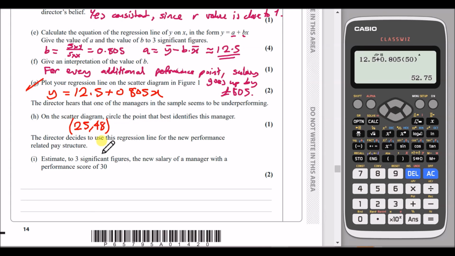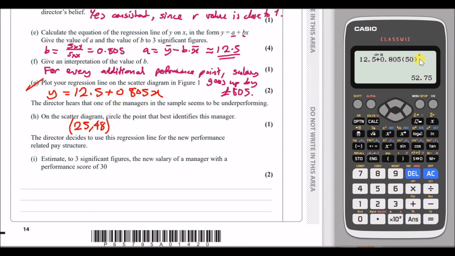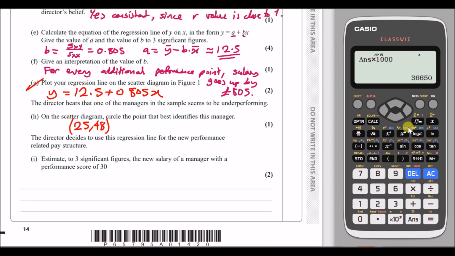The director decides to use this regression line for the new performance-related pay structure. Estimate to 3 significant figures the new salary of a manager with a performance score of 30. Cool. So just use this equation, replace x with 30. Going back here, delete this, put 30 in, and you should get a salary of 36.65 times 1,000, so times it by 1,000. That's his salary.